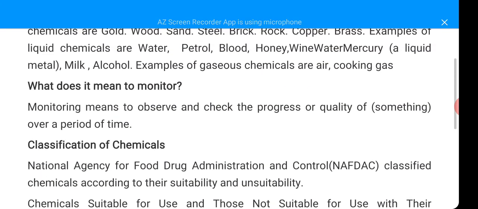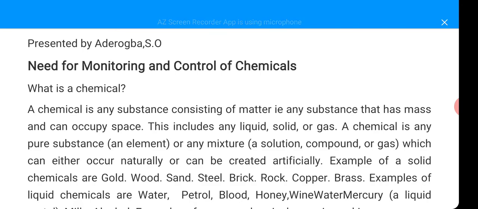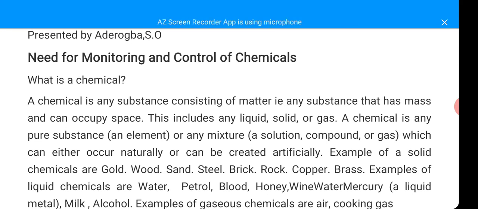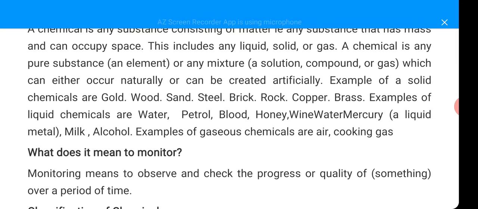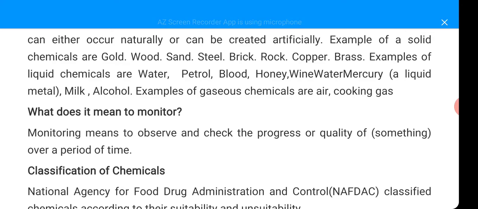So this is where we are going to stop today. But before we go, let's briefly look at what we have treated today. The topic is the need for monitoring and control of chemicals, and we have defined chemicals as any substance consisting of matter. It could be a pure substance, that is an element that exists naturally, and it could be a mixture, that is a chemical that we created artificially by combining other chemicals or substances. And I told you chemicals can be liquid, can be solid, and can be gas or gaseous. And I gave you a series of examples of the various forms of chemicals.